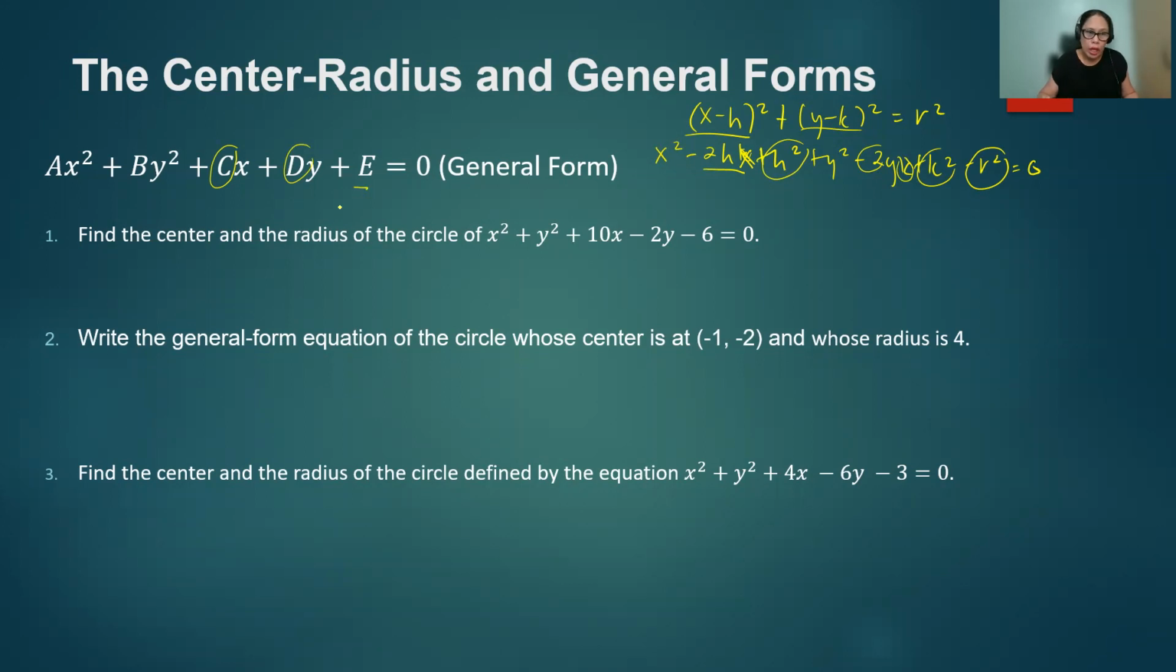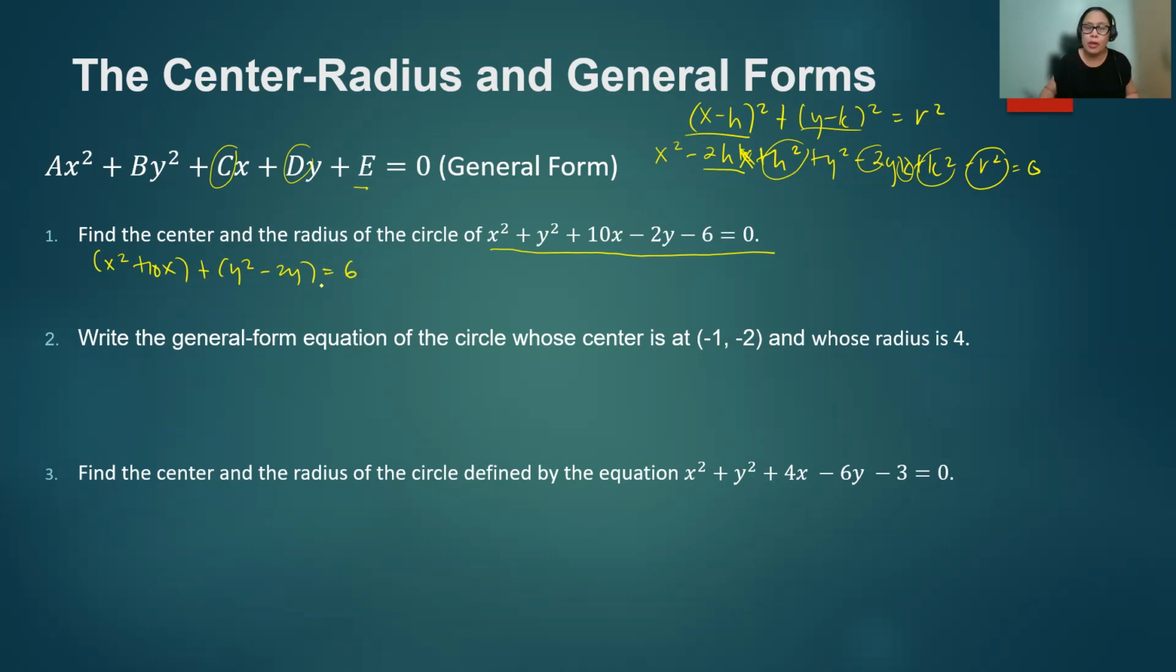So let's try to work on each item here involving equation of a circle. In number 1, we're asked to find the center and the radius of the circle defined by this equation. So what we're going to do is transpose the constant term to the other side and form two groups such that the same variables will be grouped together. So we have here x squared plus 10x, and the other group is y squared minus 2y, and then transpose negative 6 to the other side, we have 6.